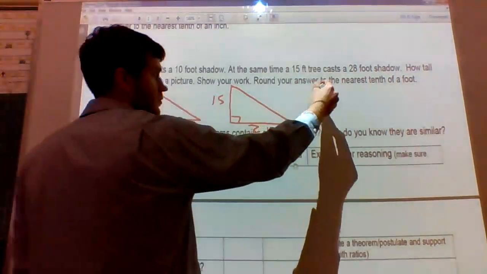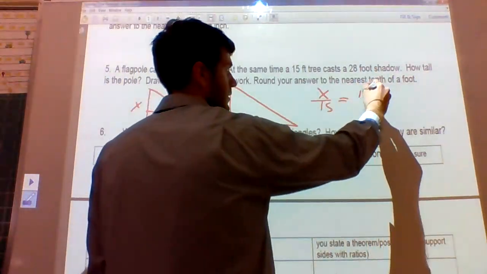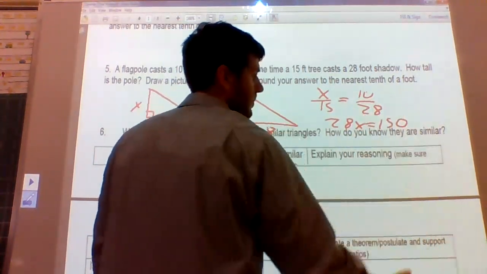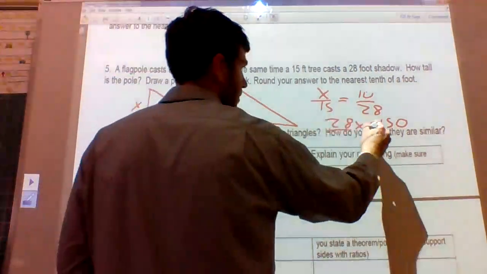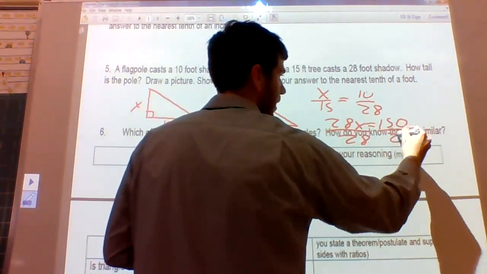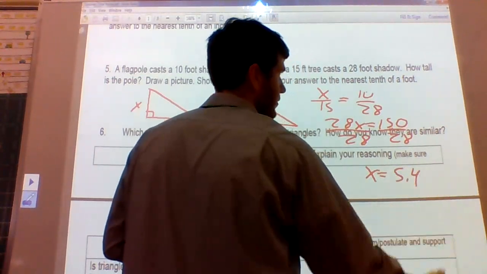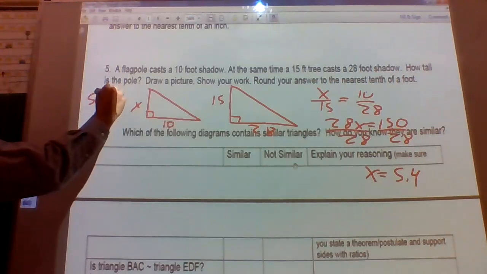So x corresponds with 15. 10 corresponds with 28. Cross multiply, that's 28x equals 150. Divide by 28, so 150 divided by 28 is going to be 5.4. X is going to be equal to 5.4. So that's going to be feet. So the height of the pole is 5.4 feet.